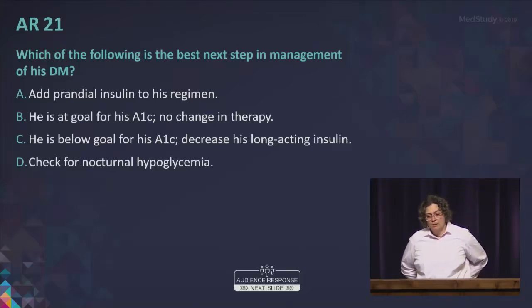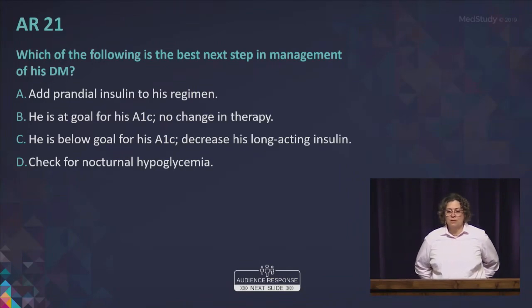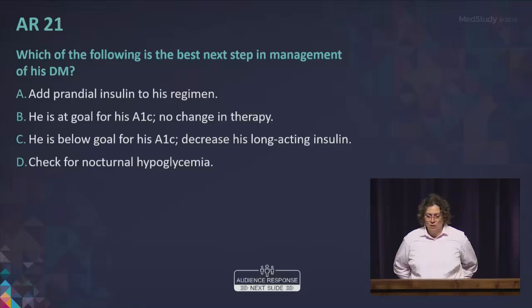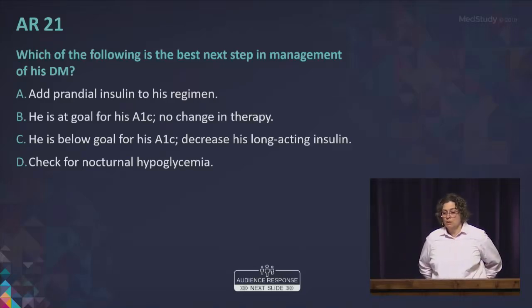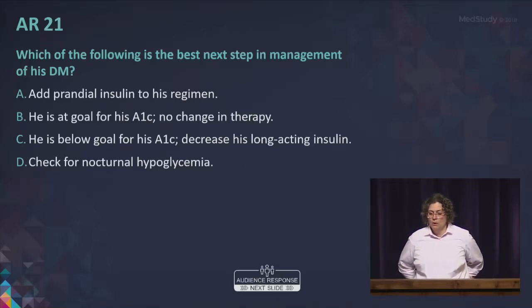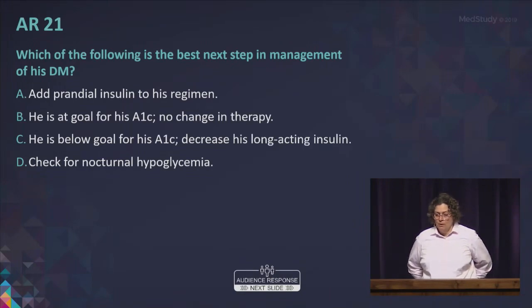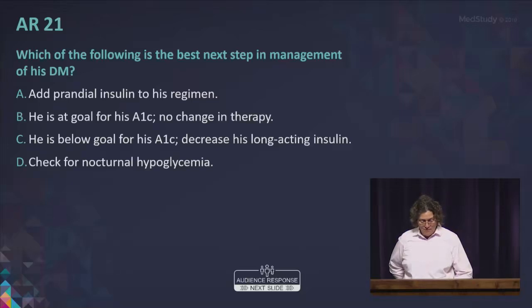Do you want to add prandial insulin to his regimen? Or say, look, he's at goal for his A1C. We don't need to change therapy at this time. Or he's below goal for his A1C. We want to decrease his long-acting insulin. Or we want to check for nocturnal hypoglycemia.